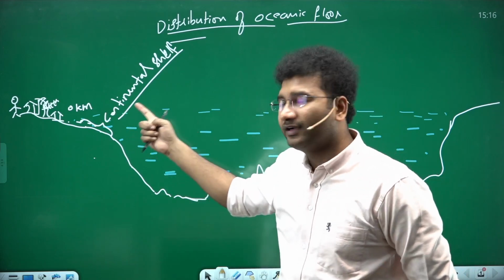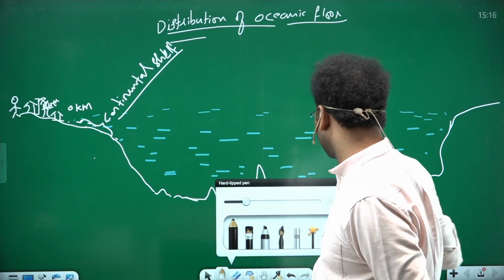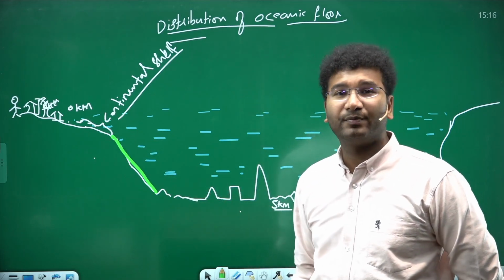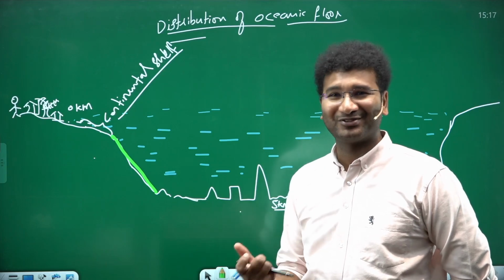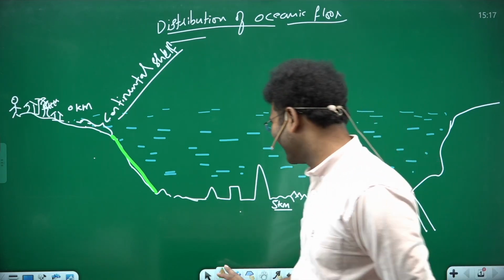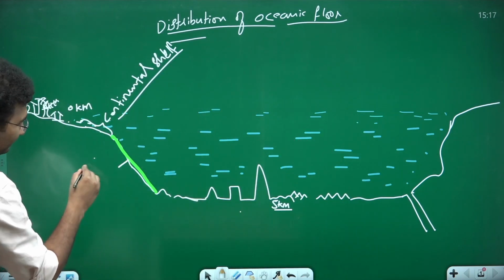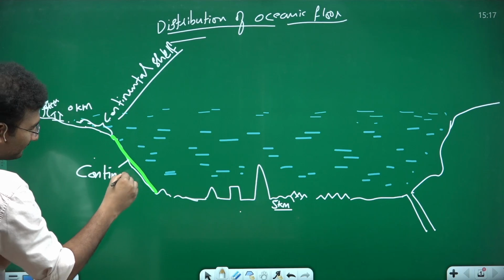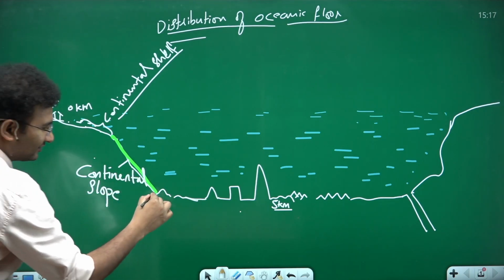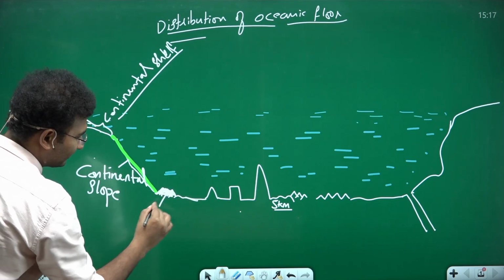Now from the continental shelf you go a little deeper. This is the place where the slope is very steep. Let's say this is the slope. The slope is very steep, right? So this slope is called the continental slope. And there is a small rise at the bottom. You will find this rise called the continental rise.